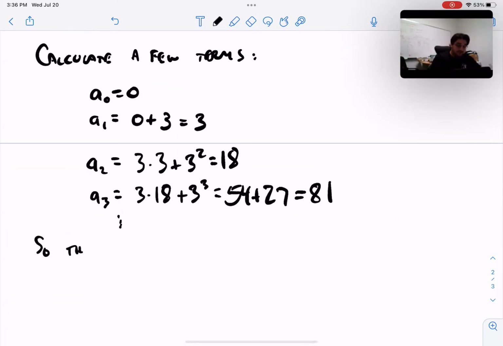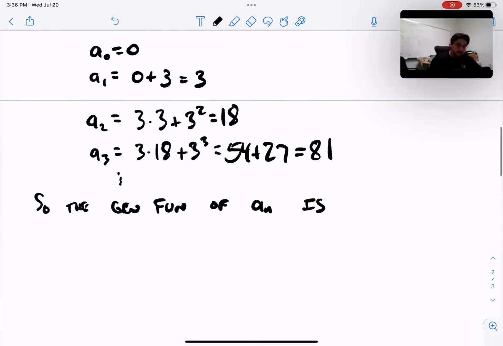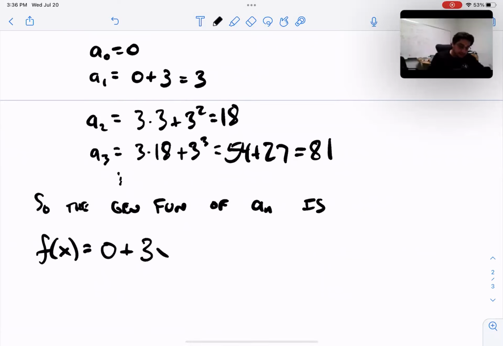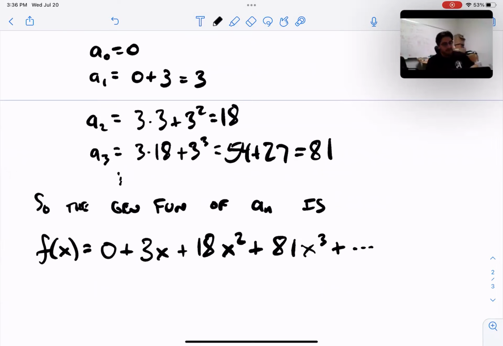I'm calculating a few terms so that I can write down the generating function. So the generating function of this sequence a sub n is what? Once again, we're going to build a function by taking all of these numbers in the sequence and attaching them to increasing powers of x. 0 is the degree 0 coefficient, 3 is the degree 1 coefficient, 18 is the degree 2 coefficient, and so on. This is our generating function. Now, how can I find the closed form for this?